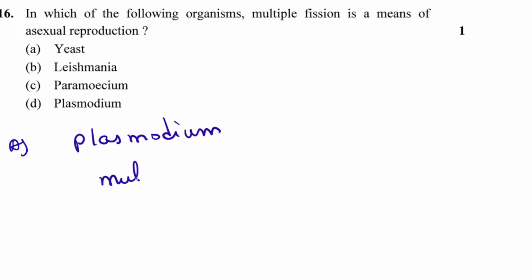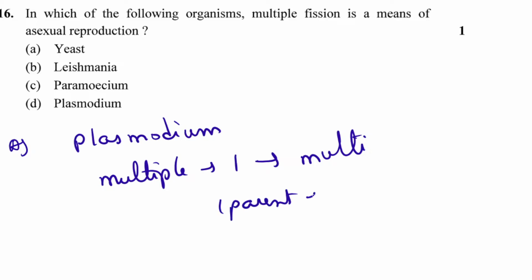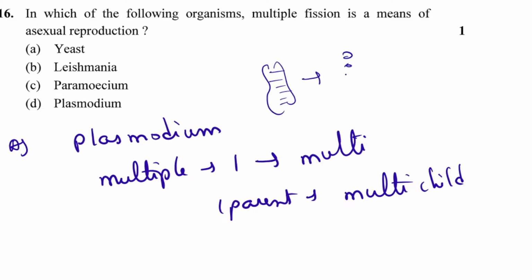Multiple means 1 to multi, like one parent to multiple children. So this happens in plasmodium because one plasmodium will divide itself into multiple small offspring. Okay, plasmodium should be the right answer. With respect to paramecium, this is binary fission where one will divide into two.